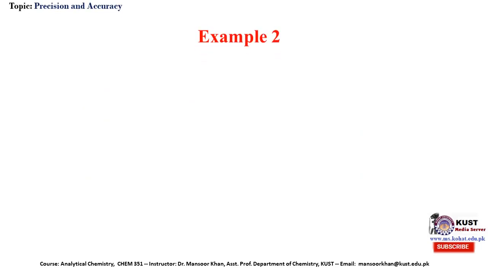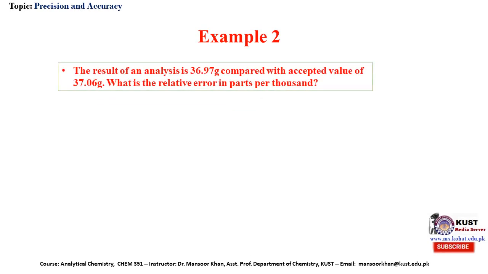This is an example to explain more about accuracy. The statement of the example is: the result of an analysis is 36.97 gram compared with the accepted value of 37.06 gram. Now, what is the relative error in parts per 1000?